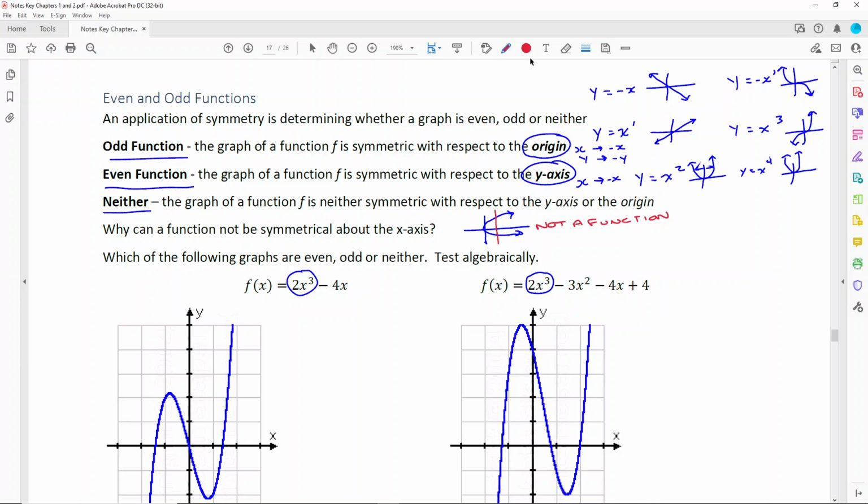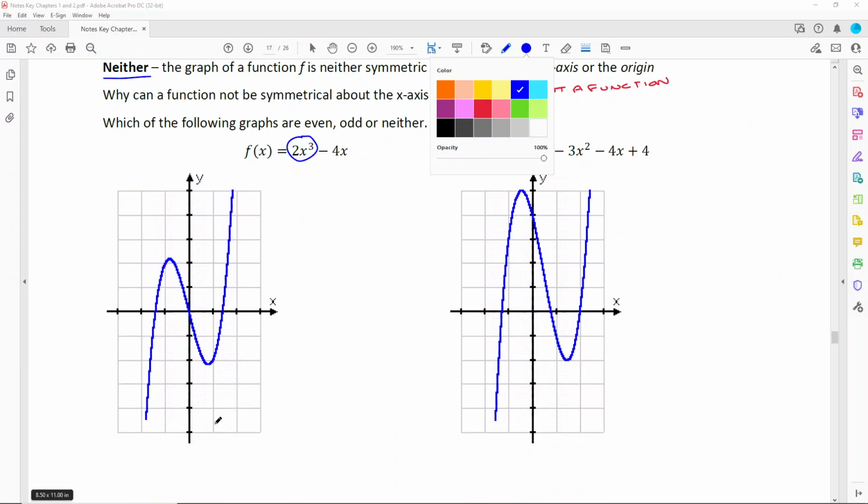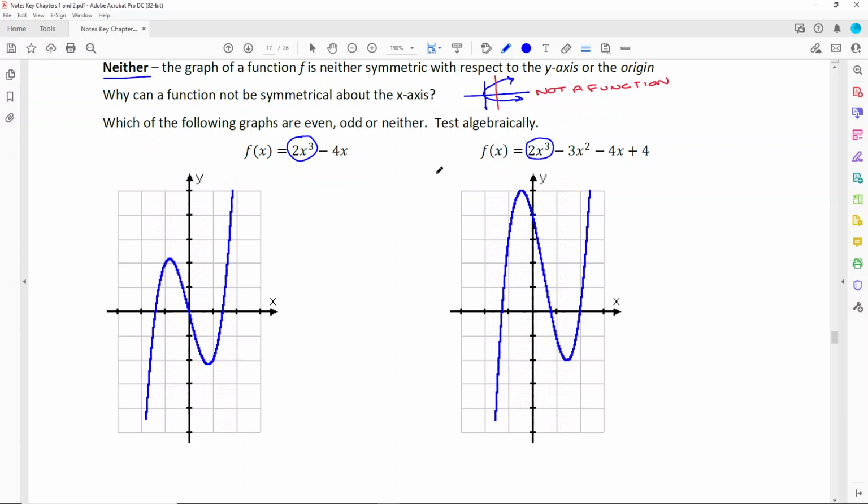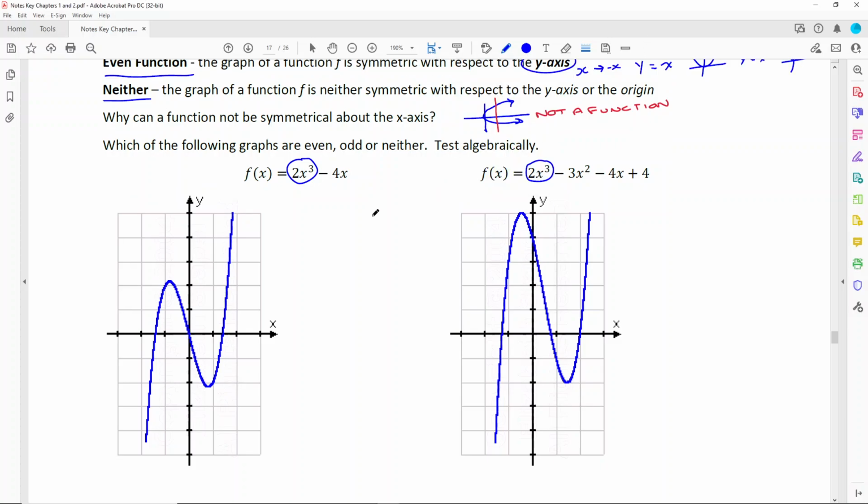All right, so let's move on to the test. What we're going to do is use a little bit of logic, and we're going to use the test. What I mean by logic is that this graph can't be even. Because the highest exponent is a 3, it can't be even. So the only thing I would test for is if it's odd. You can test if it's even if you want, like you can go through and ask, does it have y-axis symmetry? But I guarantee the answer is no.